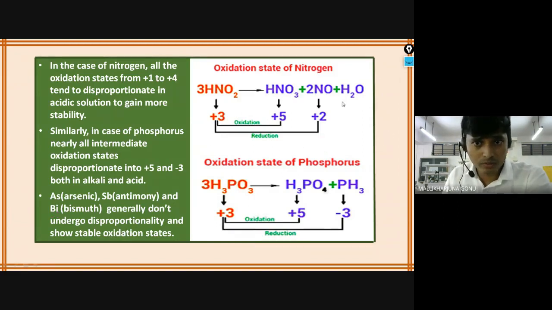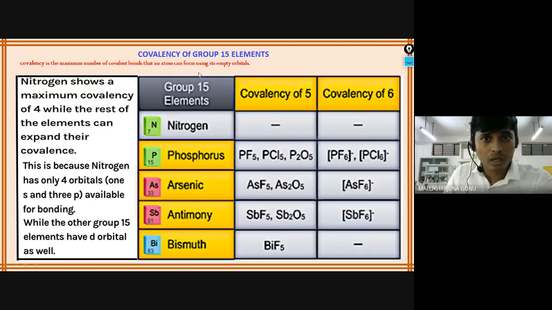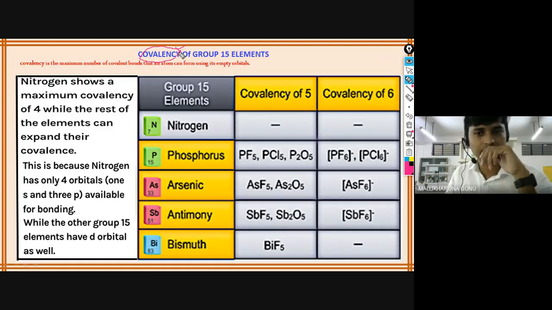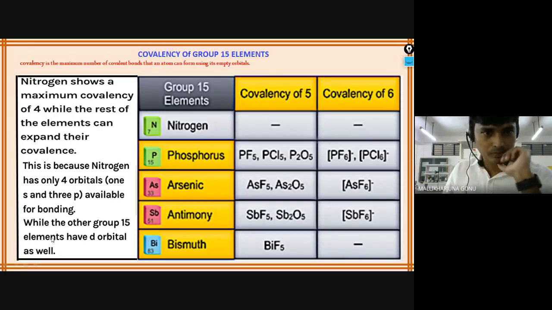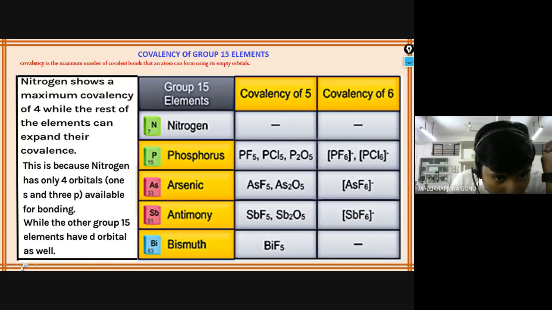Okay. Now, covalency of group 15 elements. So what is next one? Covalency. Oxidation state is different, covalency is different. So what is the meaning of covalency? Try to understand here. So for example, let me take the screen. I will change the pen color also. Okay. So what is the meaning of covalency?